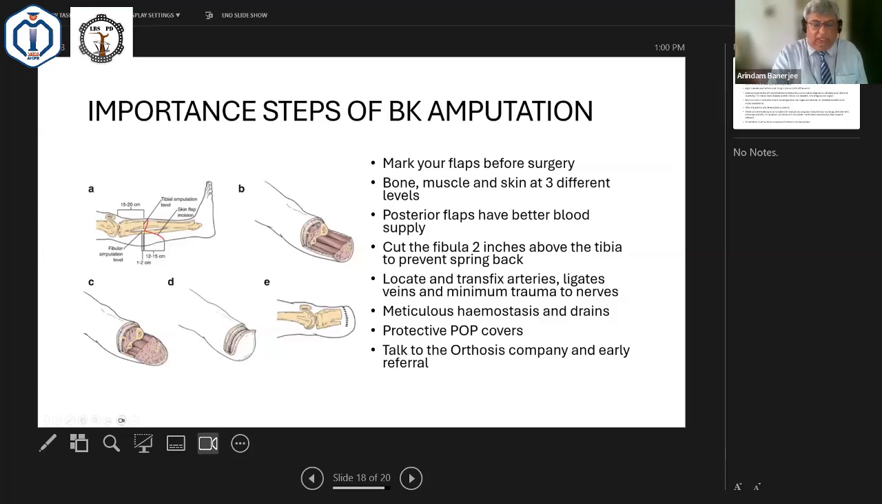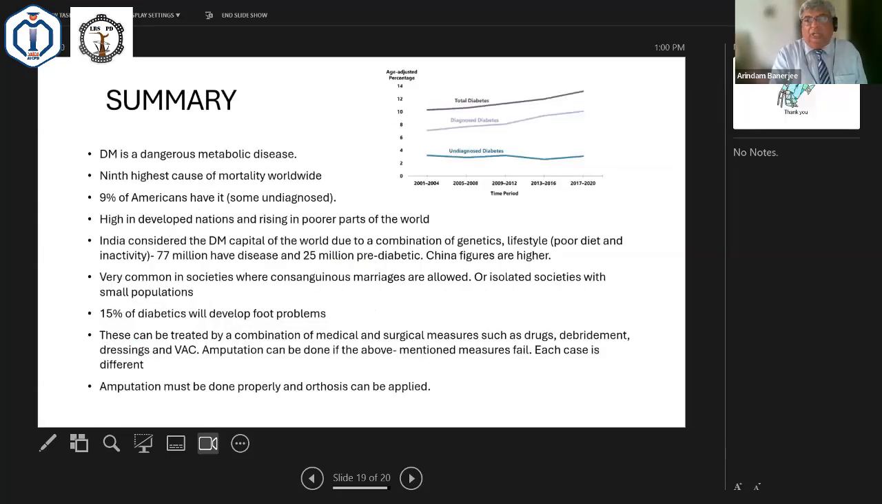After that, do meticulous hemostasis and drainage and put a protective POP, and make sure you talk to the orthosis company early. So I'm going to summarize now all the lessons which we have discussed. The first thing is that diabetes mellitus is a dangerous metabolic disease. The foot is the least problem. The other problems are kidney, the eyes, the heart. These are the things which cause death, and it is the 9th highest cause of mortality worldwide.